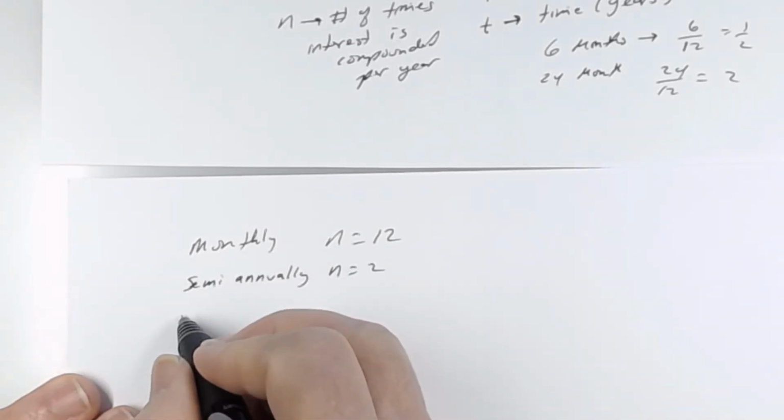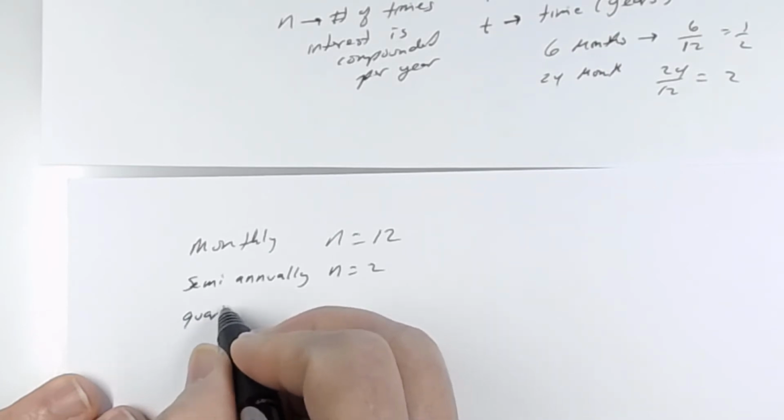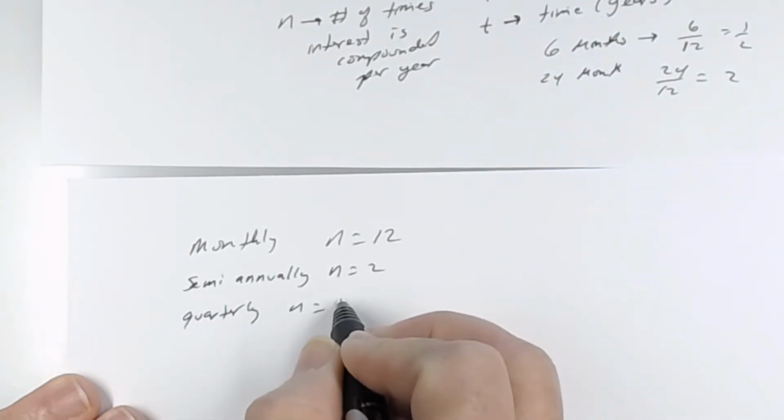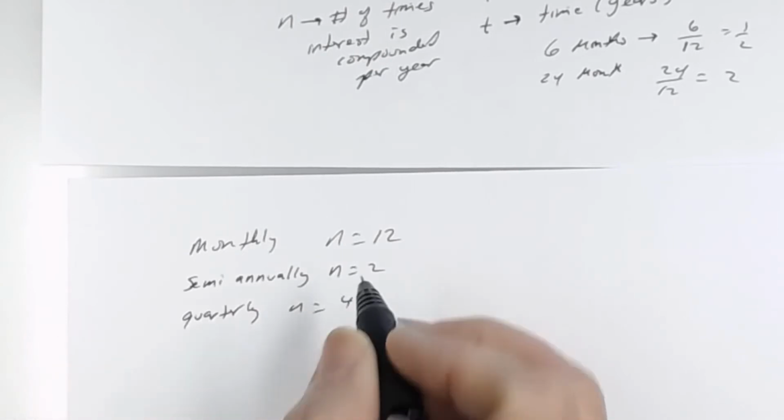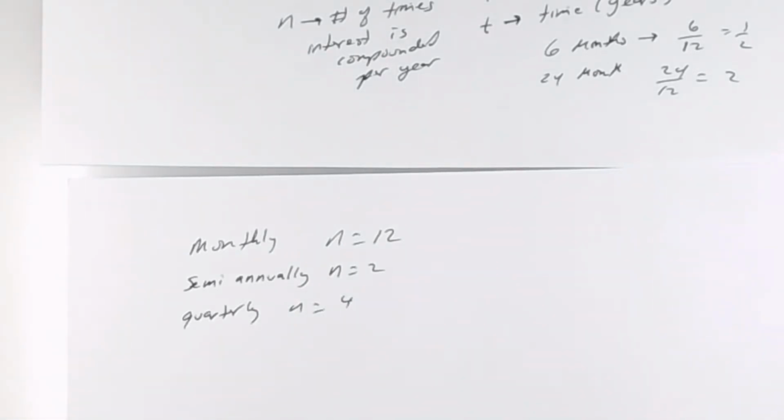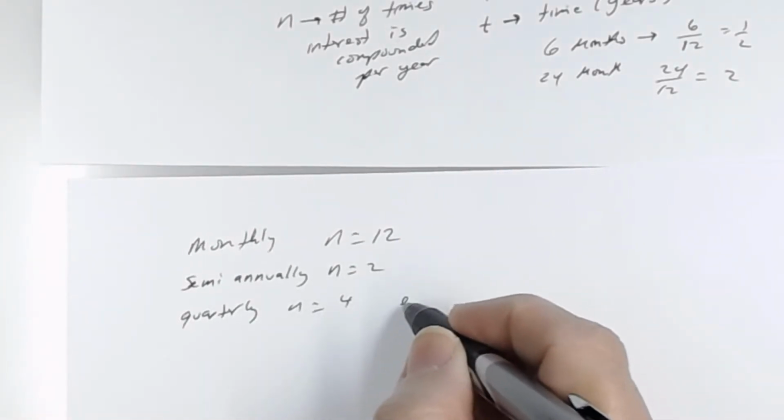If you're told that it's being compounded quarterly, then N is what? No, 4. There are how many quarters in a year? When you think of quarters, just think of a dollar. How many quarters are in a dollar? 4. So quarterly means you divide that year into 4 parts. Remember quadrants? In the word quadrant, don't you see QUAD? Okay? So that means every 3 months.